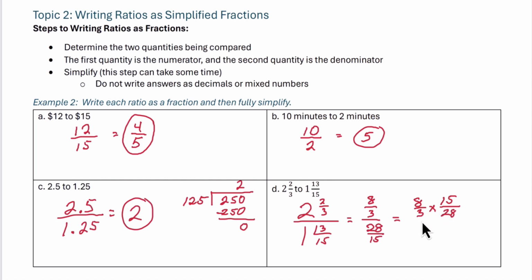3 and 15 have a common factor of 3. 3 divided by 3 is 1. 15 divided by 3 is 5. 8 and 28 have a common factor of 4. So let's simplify that. 8 divided by 4 is 2. And 28 divided by 4 is 7. Now we can multiply. 2 times 5 is 10. And 1 times 7 is 7. So our simplified fraction, 10/7.